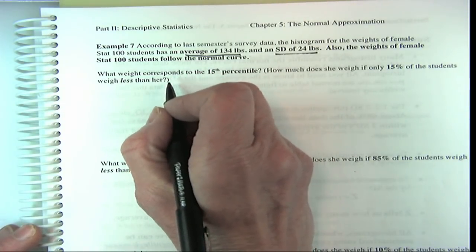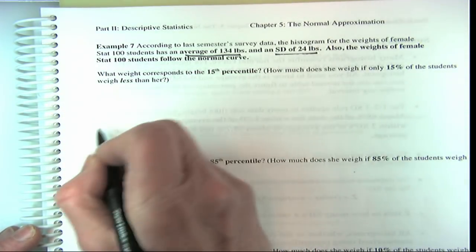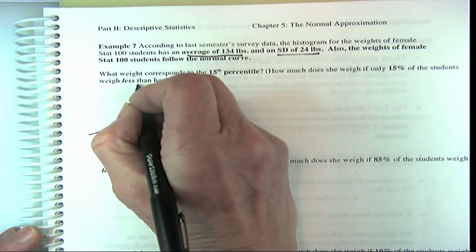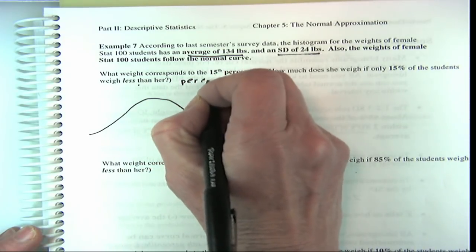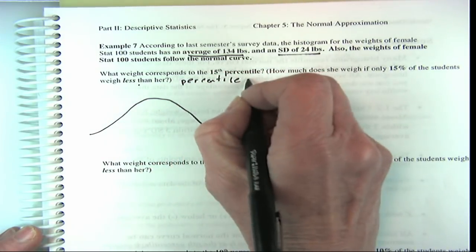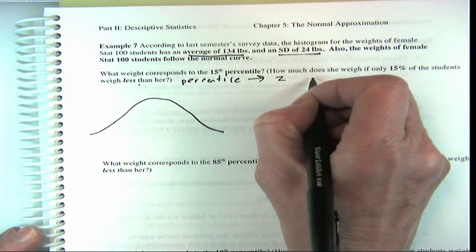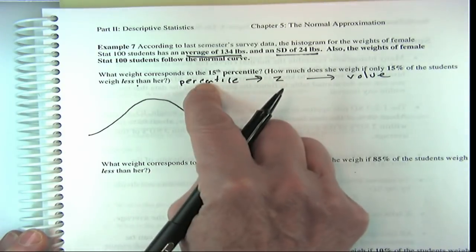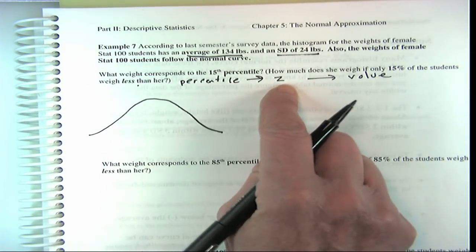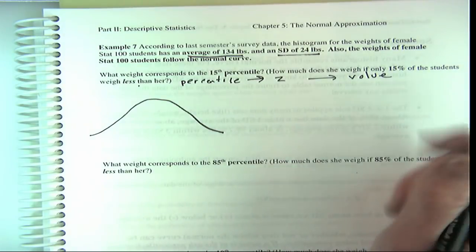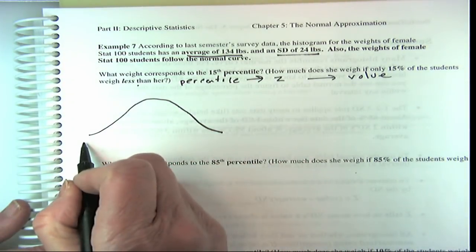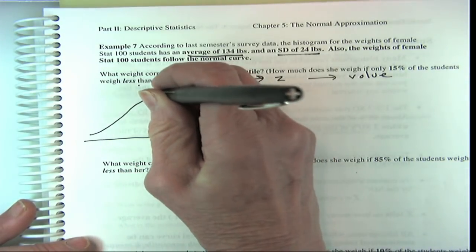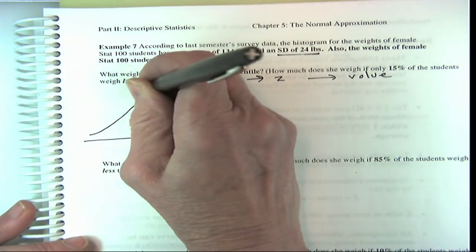Okay, so we're given the percentile. Given the percentile, we have to go through the z-score to get the value. And if you go in the other direction, you also have to go through the z-score, so z is the connector between these two. All right, so what do we know here? We know 0's in the middle, and that's our 50th.